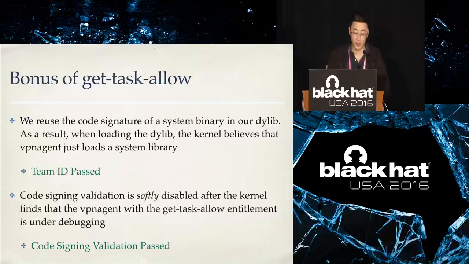So what we did is we just reuse the code signature of a system library in our dynamic library, so that when you load the library, the iOS kernel believes that you are trying to load a system library. So team ID, okay. But when the library gets executed, it will trigger a code signature invalidation error. But the kernel found, okay, now it's being debugged, and the process has the get-task-allow entitlement. So the kernel won't kill the program. And our dynamic library can continue to run and exploit the kernel.